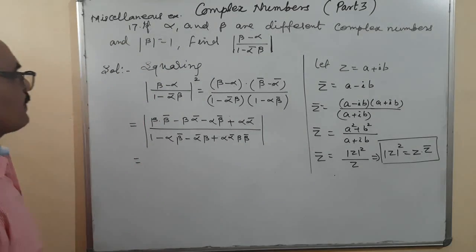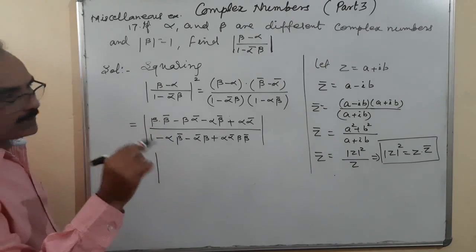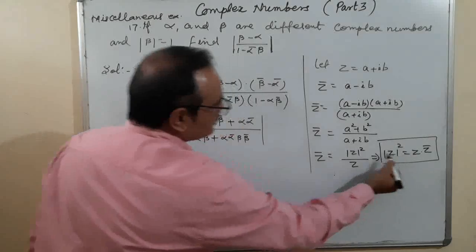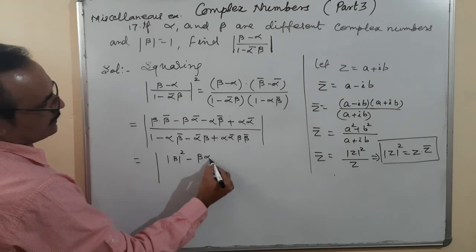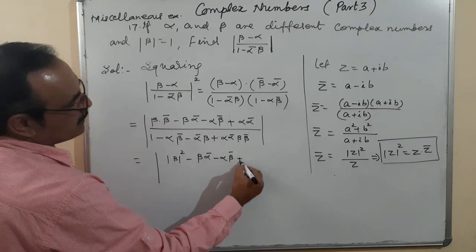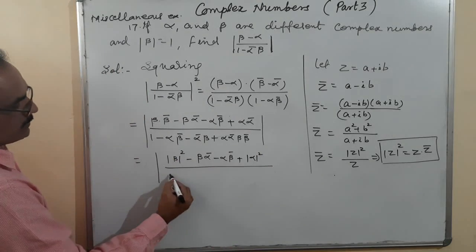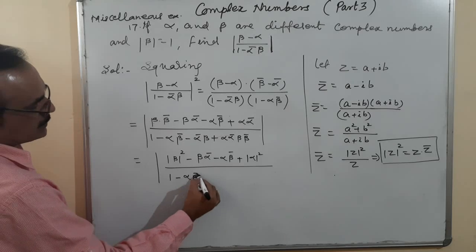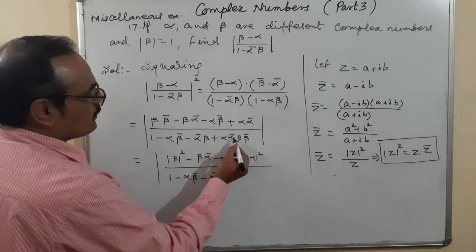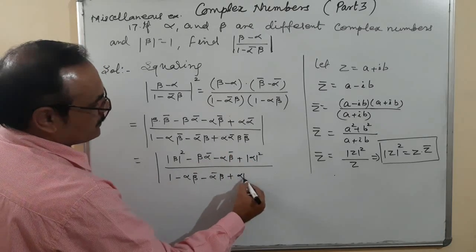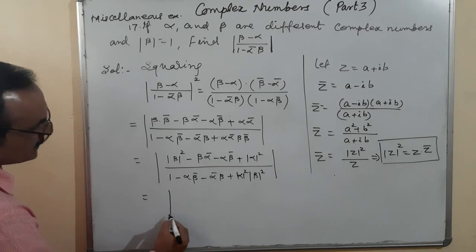In the question it is given that magnitude of beta, that means modulus of beta, is equal to 1. Beta conjugate, what to write here? Beta square. This is minus beta alpha conjugate minus alpha beta conjugate plus alpha conjugate, it is alpha square, upon 1 minus alpha beta conjugate minus alpha conjugate beta plus alpha conjugate, it is alpha square and it is beta square.